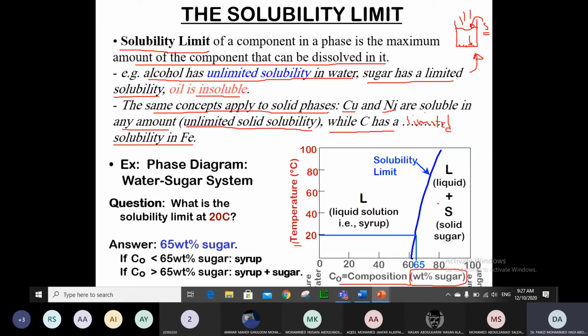How do we develop the phase diagram? This is actually the solubility line. Imagine now we don't have this. Just forget about that line, and let us see how this is basically the phase diagram with the solubility lines. This is what the phase diagram is.